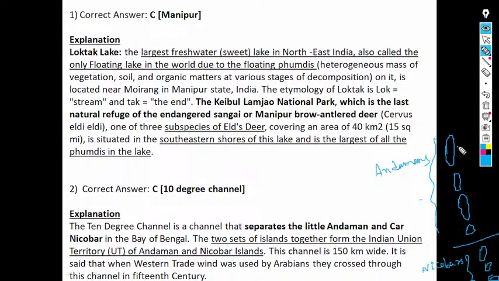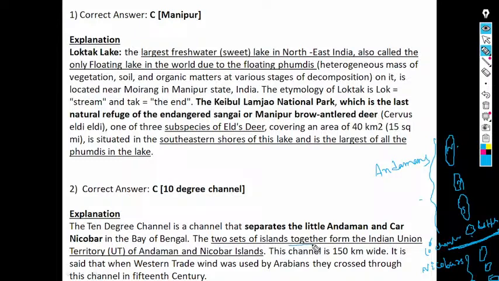This is North, Middle, South Andaman, and this is Little Andaman, and these are all the group of Nicobar Islands. This particular line which demarcates Andaman from Nicobar is your 10-degree channel. The 10-degree channel separates Little Andaman from Car Nicobar in the Bay of Bengal.